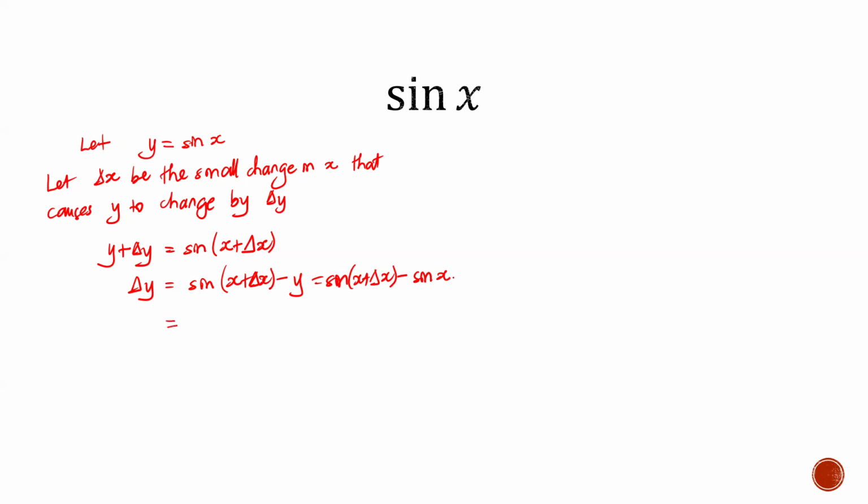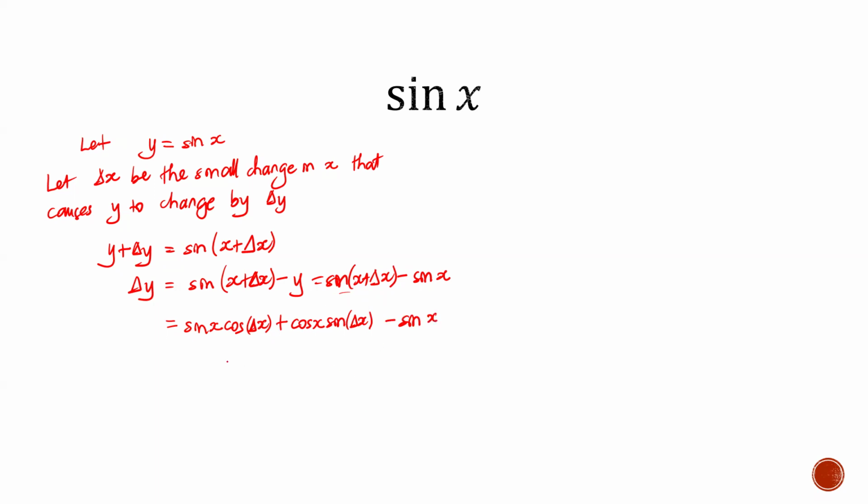Now, at this point, you could decide to either use the compound angle formula to expand this, or you could use the factor formula to go with a difference of sines. Let's use the compound angle formula. So this will be sine x cos of delta x plus the cos of x sine of delta x minus the sine of x.